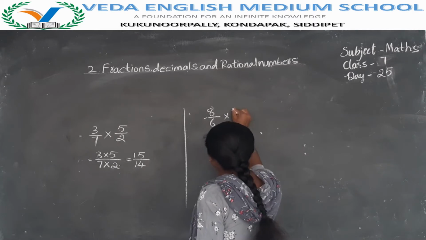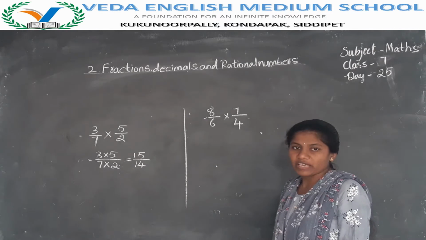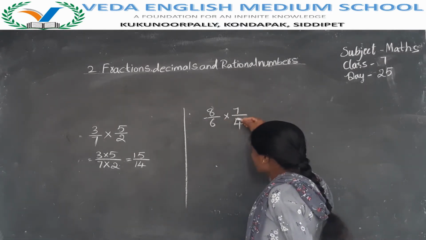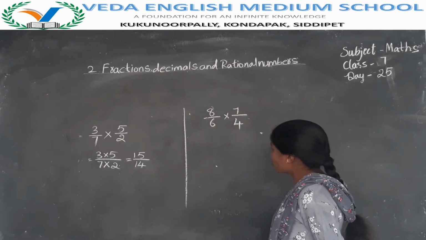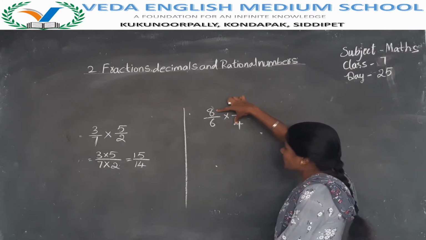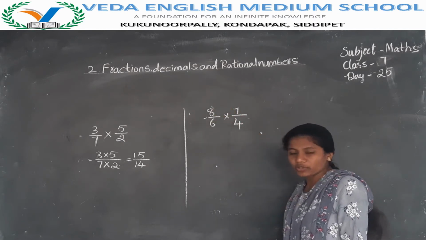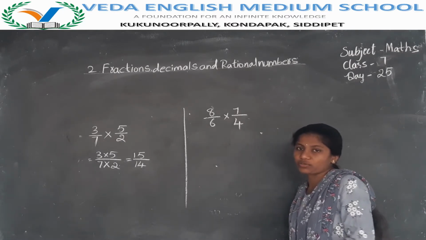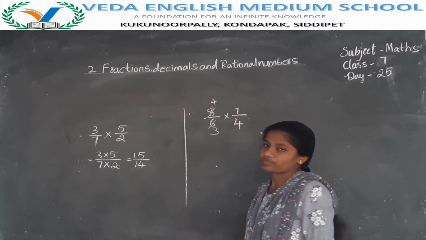8 by 6 into 7 by 4 I have taken. Now 8 by 6 is one fraction, 7 by 4 is another fraction. Multiplication of these two fractions. Now check, is there any possibility to cut? Yes, there is a possibility. You can cut these two. Both are possible to cut in the 2 table. Everyone knows the 2 table: 2 ones are 2, 2 twos are 4, 2 threes are 6, 2 fours are 8. So 2 fours are 8, 2 threes are 6.